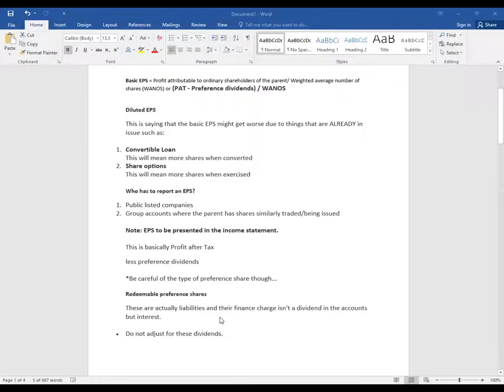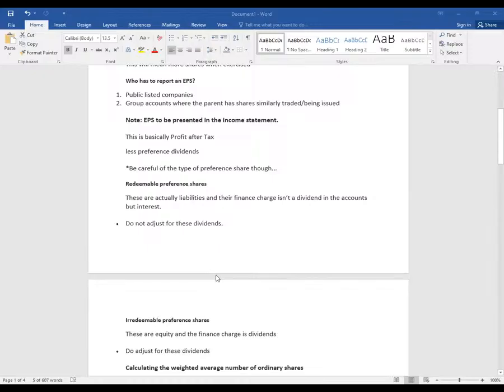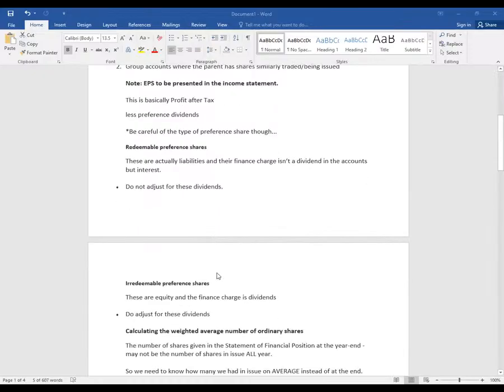Redeemable preference shares, redeemable means the money will be returned. These are actually liabilities, and their finance charge isn't a dividend in the accounts, but interest. Do not adjust for these dividends. You've seen in your past papers, ladies and gentlemen, where they try to trick you regarding this. Do not adjust for these dividends.